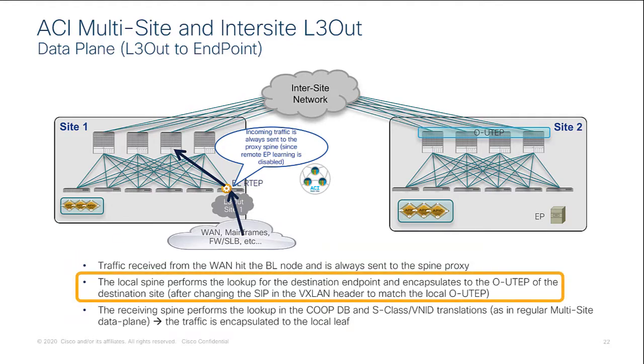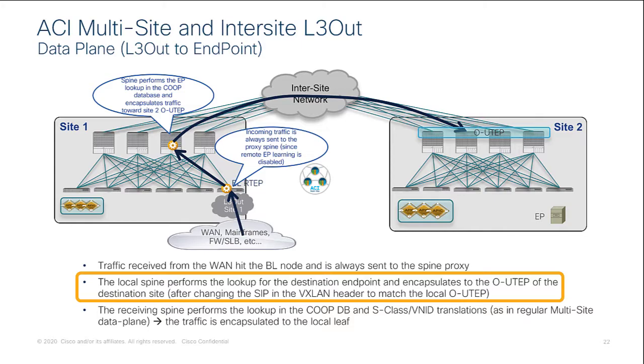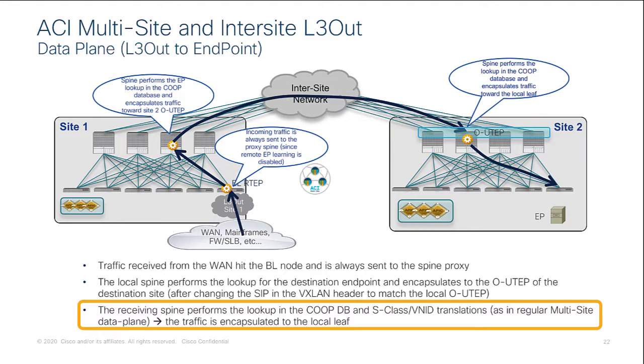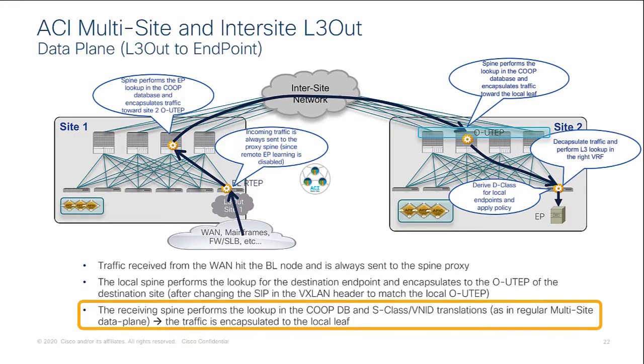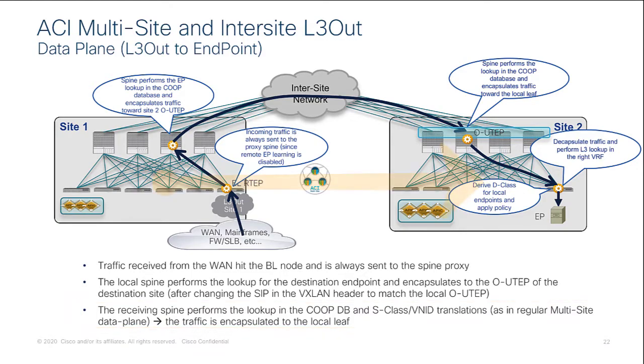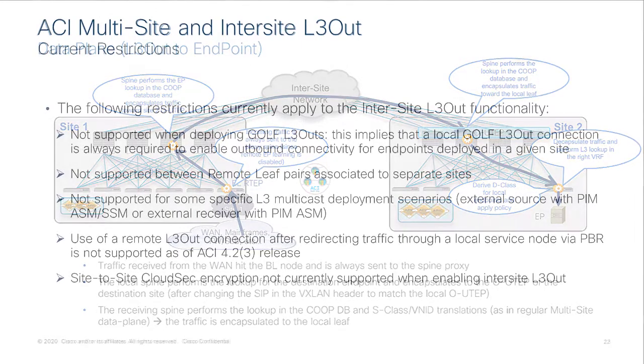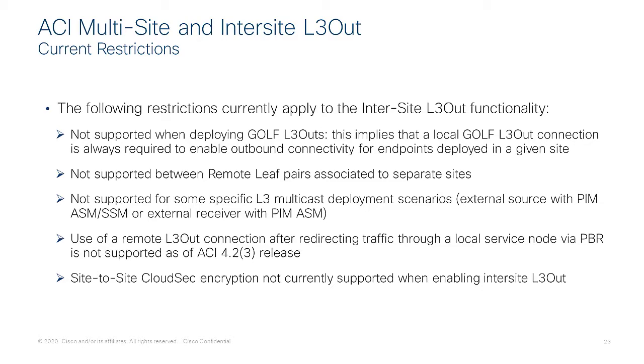The local spine will look in the COOP database, and assuming the endpoint has been discovered, which is obviously the case in this example, will be able to encapsulate the packet to the overlay unicast TEP address identifying the site where the destination endpoint is connected. The local spine inside site 2 will receive the packet, perform its namespace normalization function, and then forward the packet to the leaf that will apply the policy and then forward the packet to the endpoint. So this direction, from site 1 to site 2, is basically normal multi-site forwarding. The enhancement was needed to handle the opposite direction, from site 2 to site 1, where we establish the direct tunnel between leaf nodes.